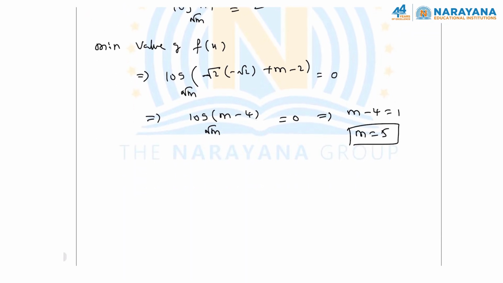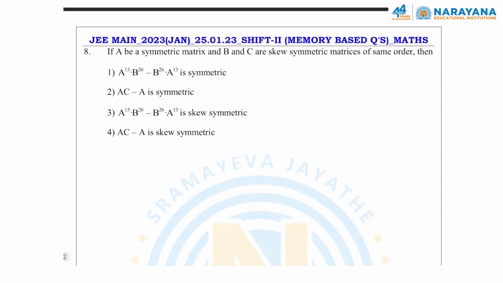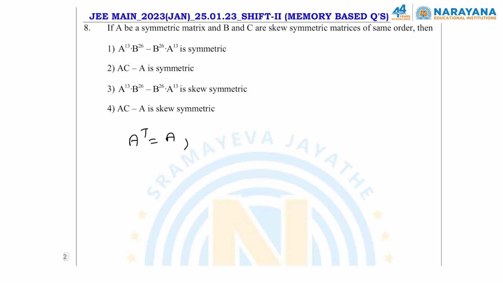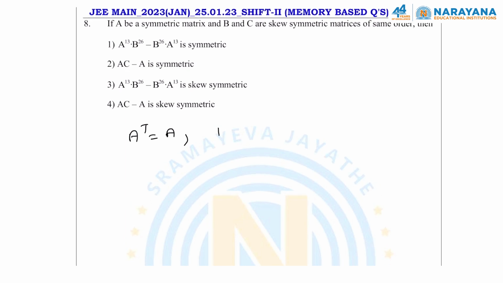Next, moving to the next question. Given: if A is a symmetric matrix and B and C are skew symmetric matrices of the same order, then since A is symmetric, I can write A transpose is equal to A, and B is a skew symmetric matrix and C is a skew symmetric matrix. So B transpose equals minus B, C transpose equals minus C.